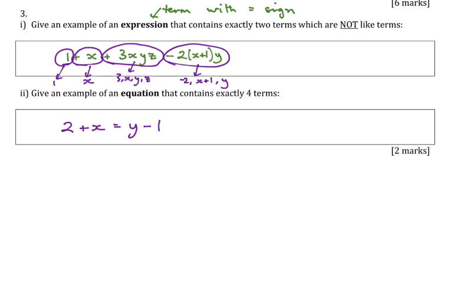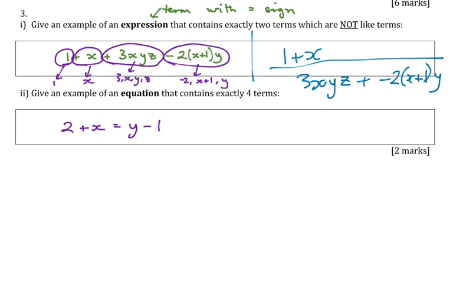For this first question, maybe it would have been better just to write 2 of the terms, so 1 plus x would have been fine, or 3xyz plus negative 2 brackets x plus 1y would have also been fine. So either of these answers would have been fine. So this would have been an answer, or this could have been an answer. Okay? Right, next.